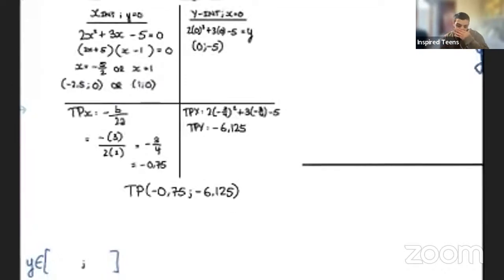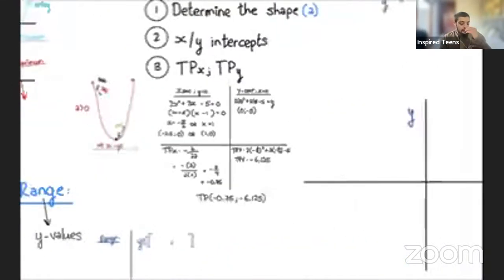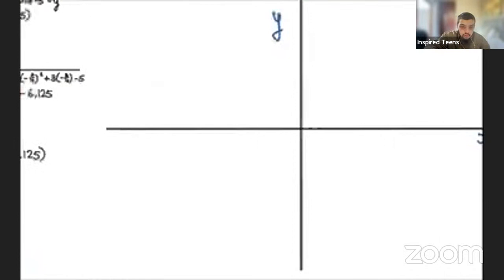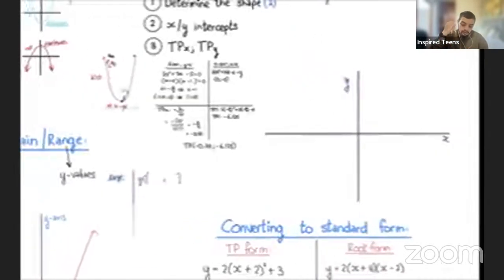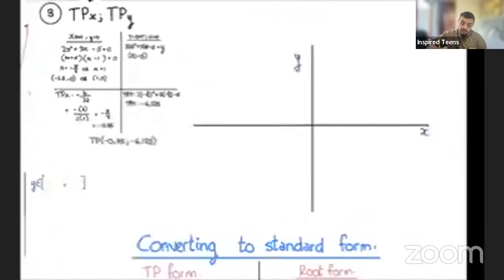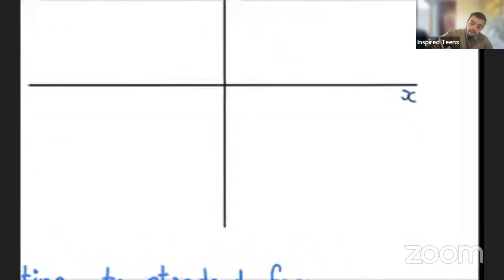Okay, weird graph, but yes, that's how we draw a parabola. Determine the shape, and then determine the x-intercepts, y-intercept, then determine TPX and TPY. So when we have to draw it, the x-intercepts are negative 2,5 and 1. Let's make it quite a big scale. Negative 2,5, let's put it there, and 1 would be here somewhere then. All right, let's draw that in, negative 2,5 and 1.